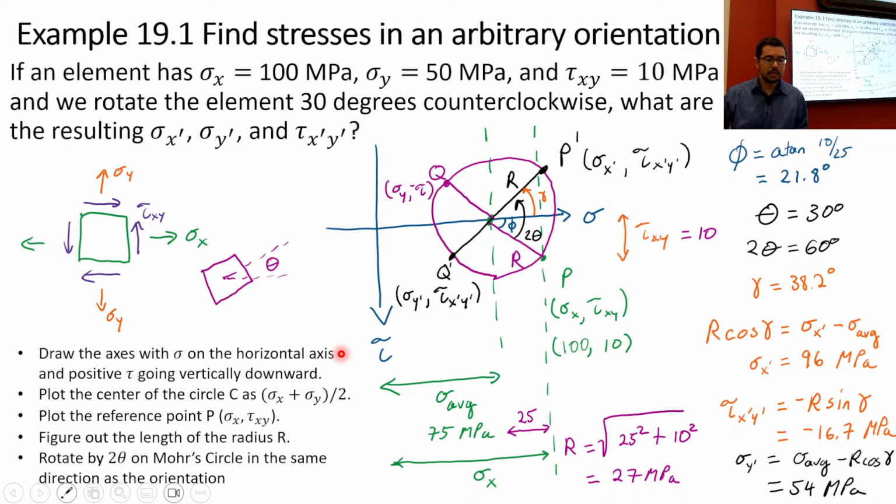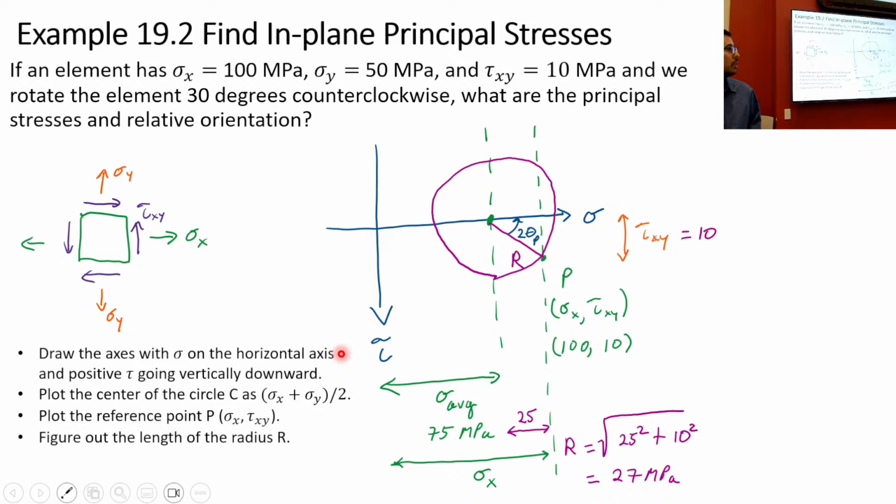So, what about in-plane principal stresses? Well, here's the same thing that we just had. Same exact state of stress. But now we want the principal stresses and the relative orientation. Where do we say the principal stresses are? Principal stresses are here and here, right? If I know the radius and I know where the center is, I can calculate where sigma 1 is going to be.